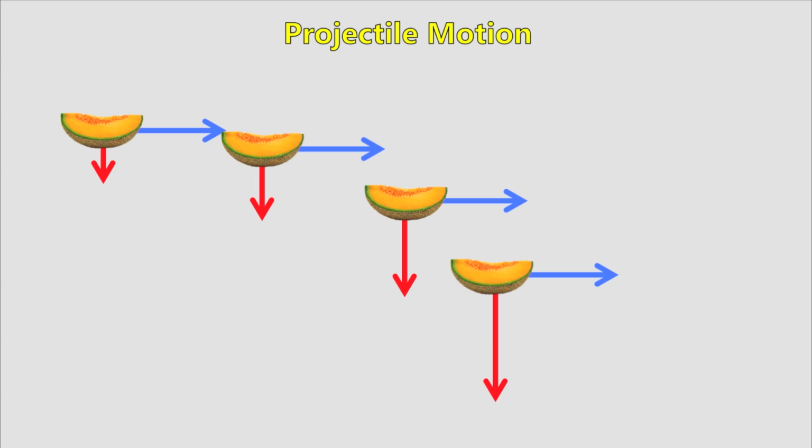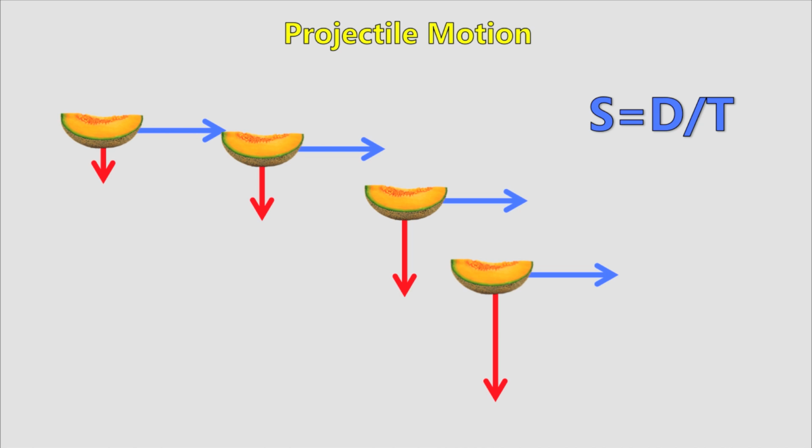Horizontally, though, ignoring air resistance, there is no force to counterbalance the force of the melon being thrown, and so the horizontal component remains the same for the duration of the flight. All this means is that for the horizontal component, you only need to use speed equals distance over time. STD or SDT.